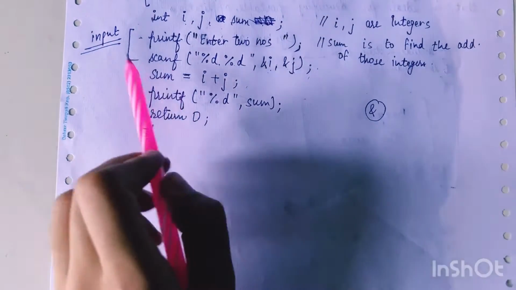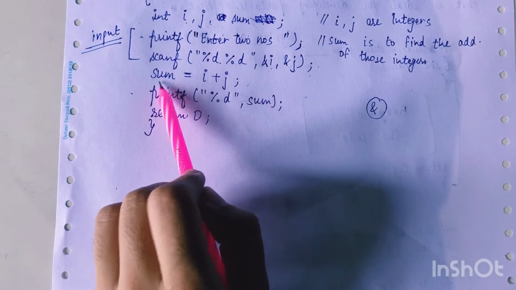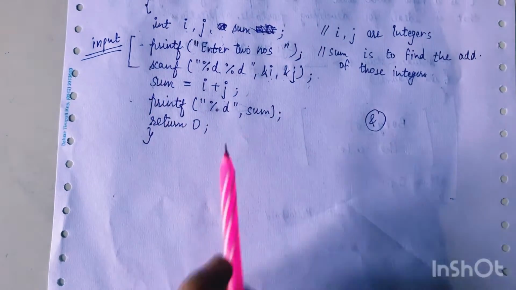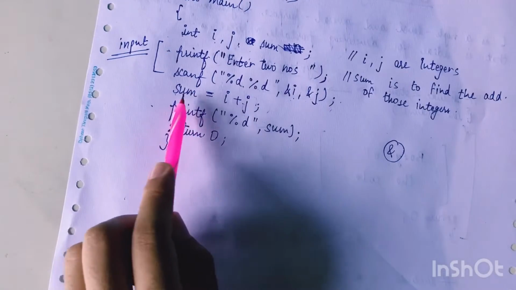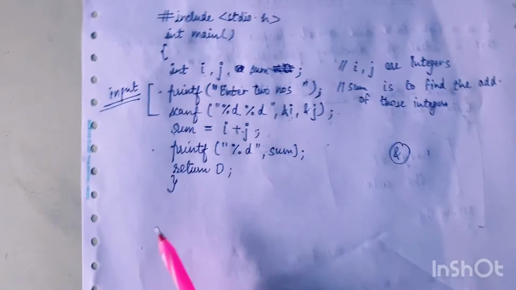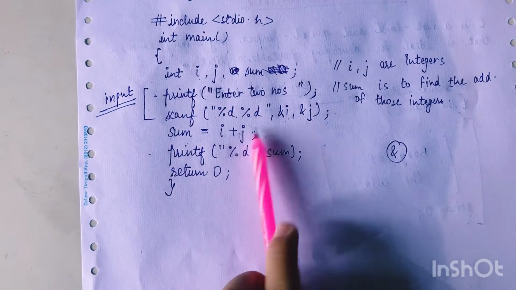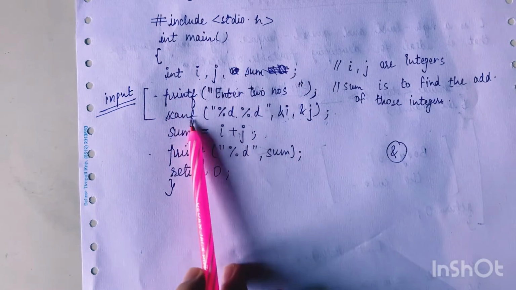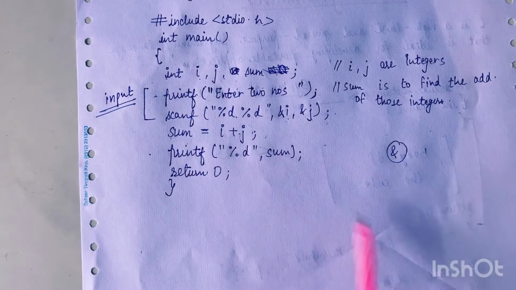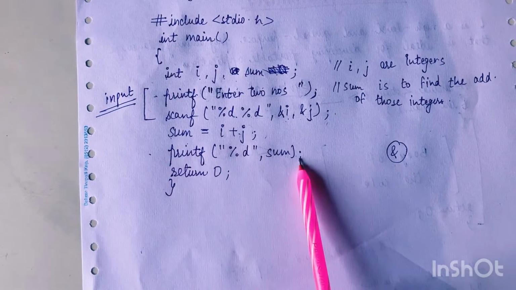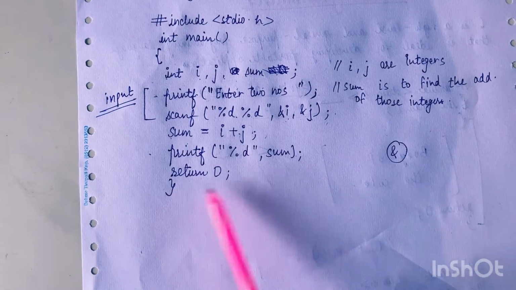Then we have found the sum. The user has already input the two numbers, then we'll find the sum. We'll assign sum is equals to i plus j, then a semicolon. The sum of these two integers will be stored in the variable sum. Now we'll print the sum. The sum of two integers will also be an integer, so percent d, sum. That's how we print in C programming language. It will print the value of sum, and return 0.